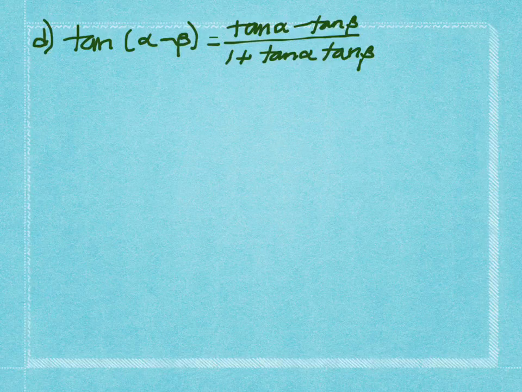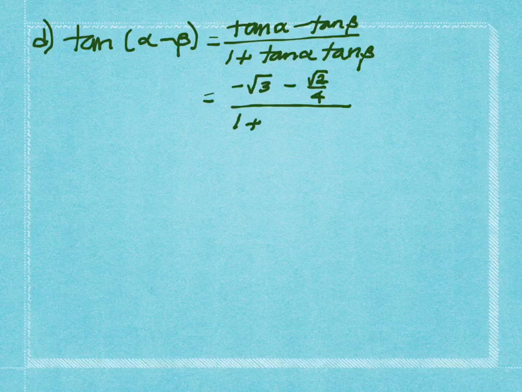And I know all those pieces because we found them on the very first slide. So what is the tangent of alpha? Good, negative square root of 3. And what is the tangent of beta? Right. And then I have 1 plus, and I've got those two values multiplied now. So negative square root of 3 times square root of 2 over 4.